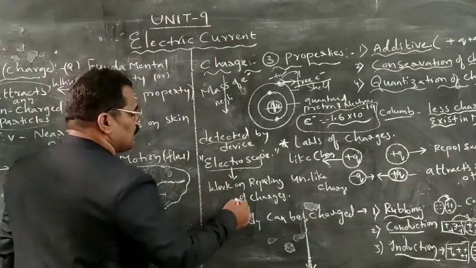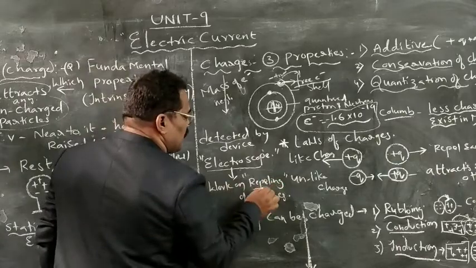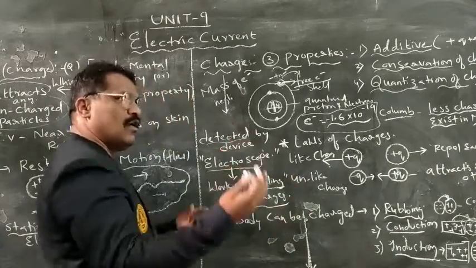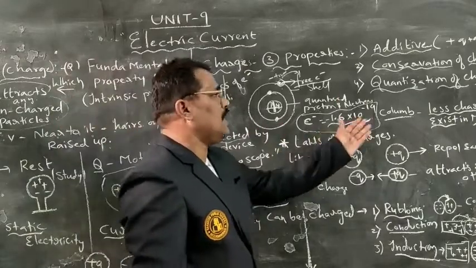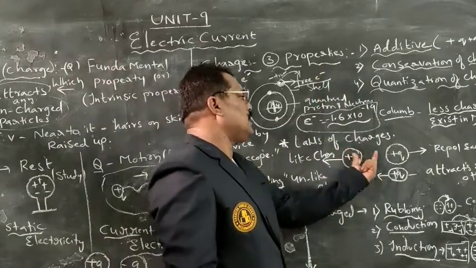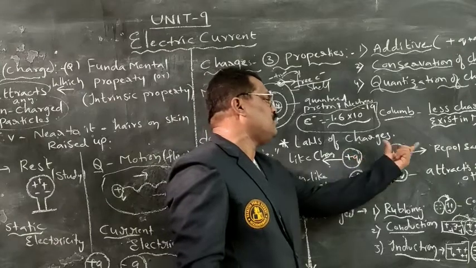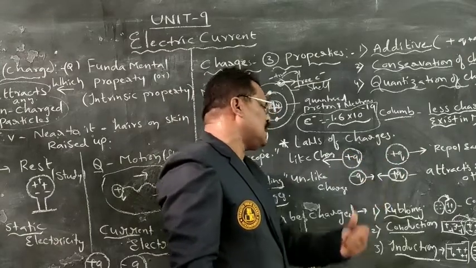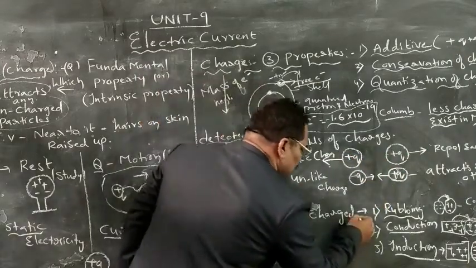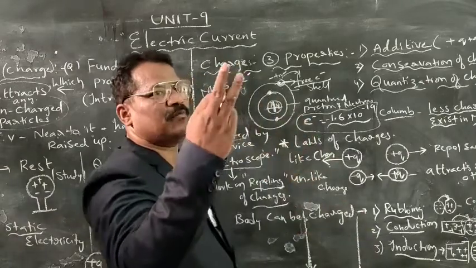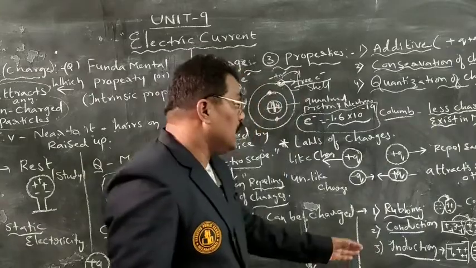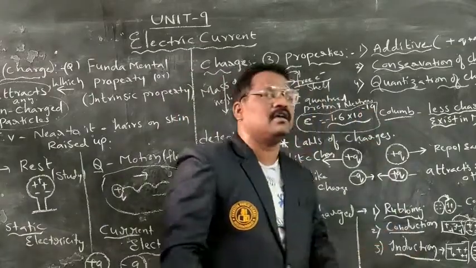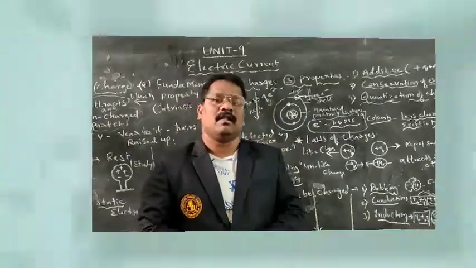Based upon one principle, that principle is nothing but the repelling of charges. Already we have studied in previous classes that charges have two laws. One is like charges repel each other, unlike charges attract each other. A body can get charged based upon three different processes: rubbing, conduction, as well as induction. By using these three methods, we can charge a particle.